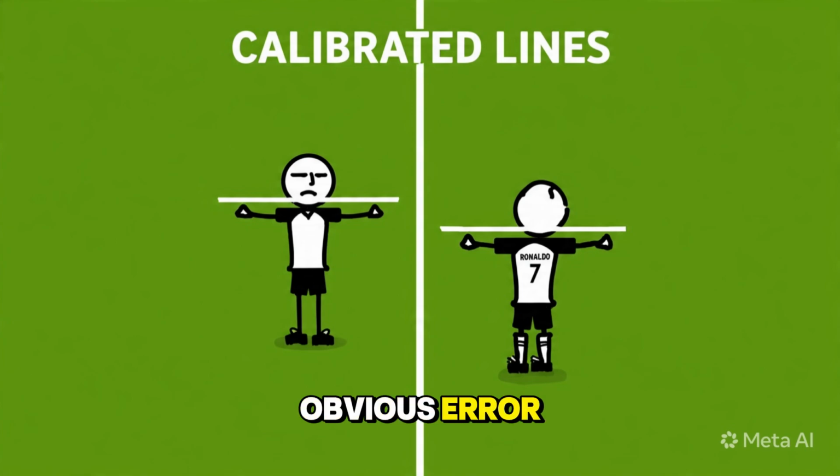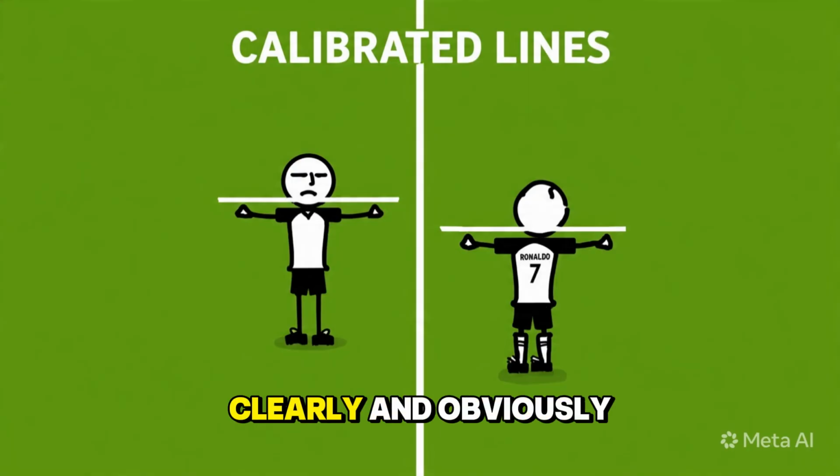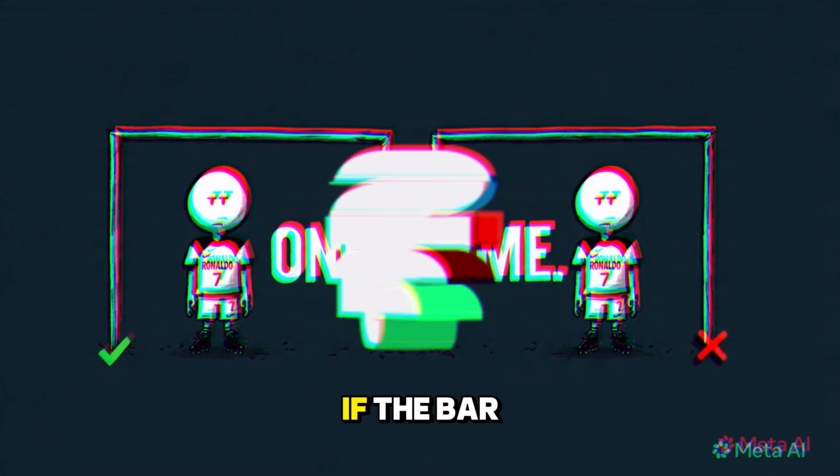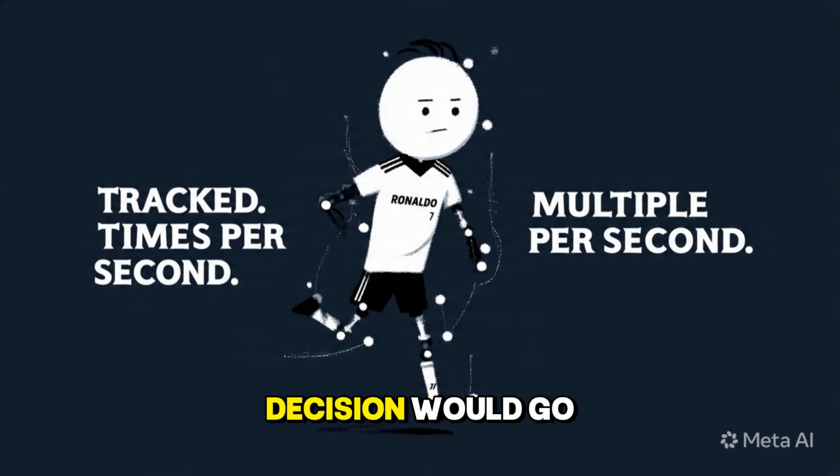Clear and obvious error. Not maybe wrong. Not probably wrong. Clearly and obviously wrong. This is why some decisions that look wrong on television do not get overturned. The VAR cannot simply prefer a different interpretation. The bar is high deliberately. If the bar were lower, every decision would go to review. The game would stop constantly.